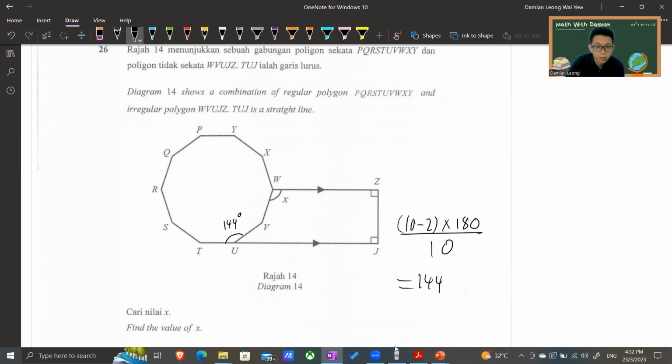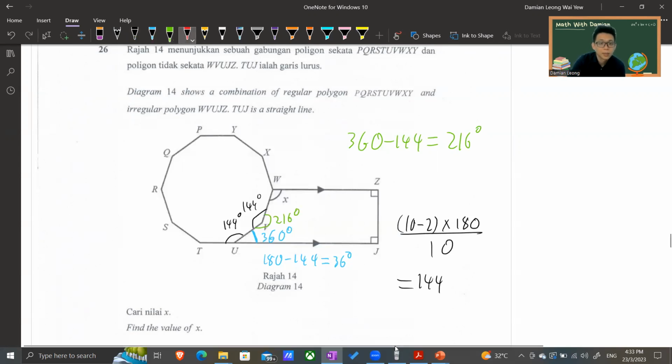Then, if I want this angle, it'll be 180 minus 144, 36 degrees. I can find this angle. So basically here is also 144. These two add up to 360, one full circle. So 360 minus 144, 216 degrees.